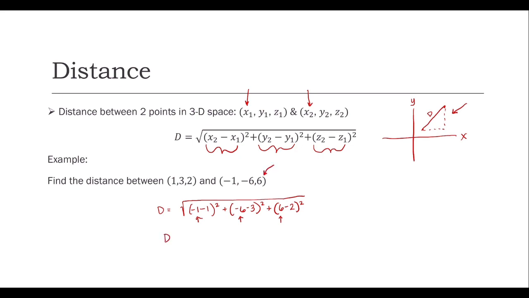So our distance is going to equal the square root of -2 squared plus -9 squared plus 4 squared. So that's the square root of 4 plus 81 plus 16, which is the square root of 101. So your distance equals the square root of 101.